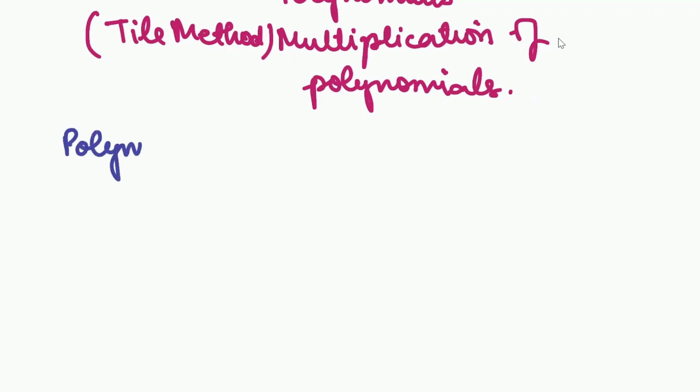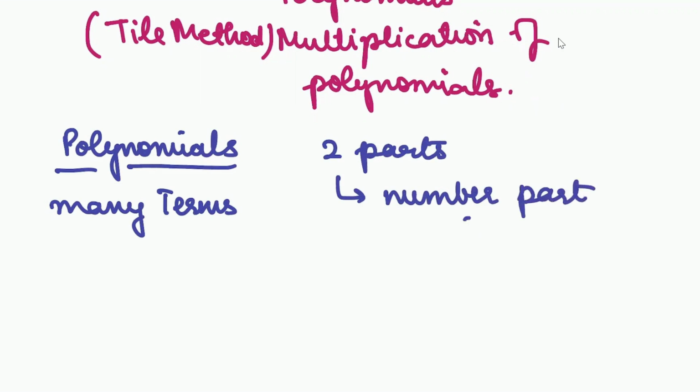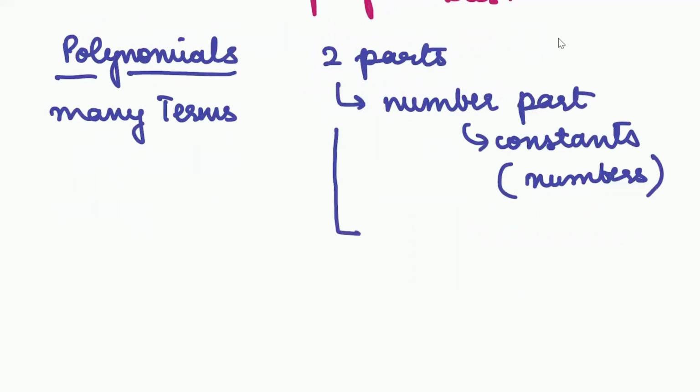So polynomials, as the name says, means many terms. So what are these terms? They are composed of two parts. The first is the number part, which is the constants. They can be positive or negative numbers, so basically numbers. It could be fractional, anything. There are no conditions to that. They just have to be real.